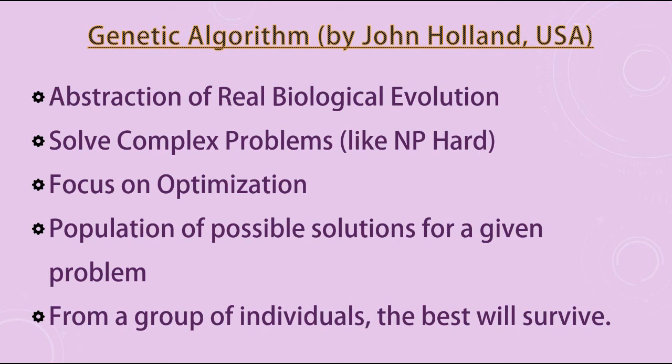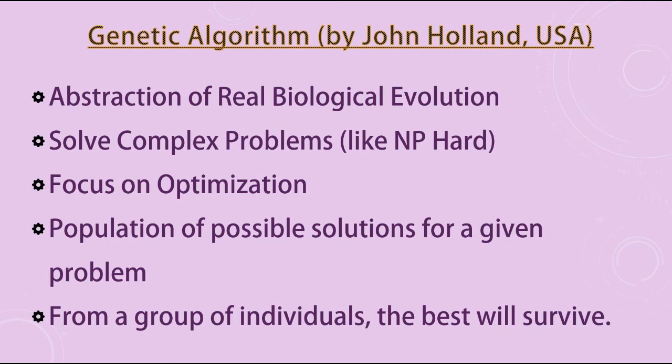Genetic algorithm was given by John Holland from the USA. It is an abstraction of real biological evolution, like how parents give birth to children and how the children evolve from their parents. It is used to solve complex problems like NP-hard. It is not used for small or mini problems. It does not focus on just getting a solution. It focuses on optimization to get the optimal solutions.